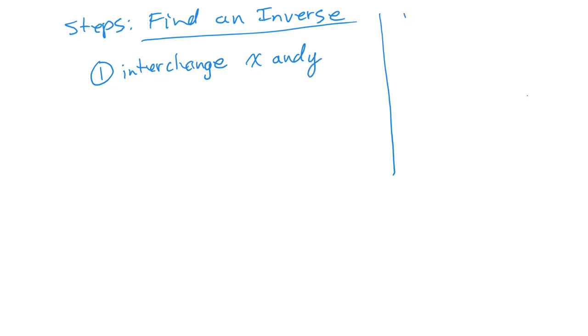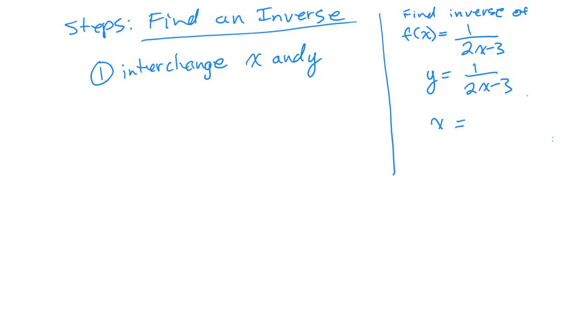Okay, so imagine, find the inverse of f at x equaling, let's say, 1 over 2x minus 3. The first thing that you have to do is you have to let y is equal to 1 over 2x minus 3. And then this blue part says we're going to interchange x and y. So we're going to let y equal x and x equal y.